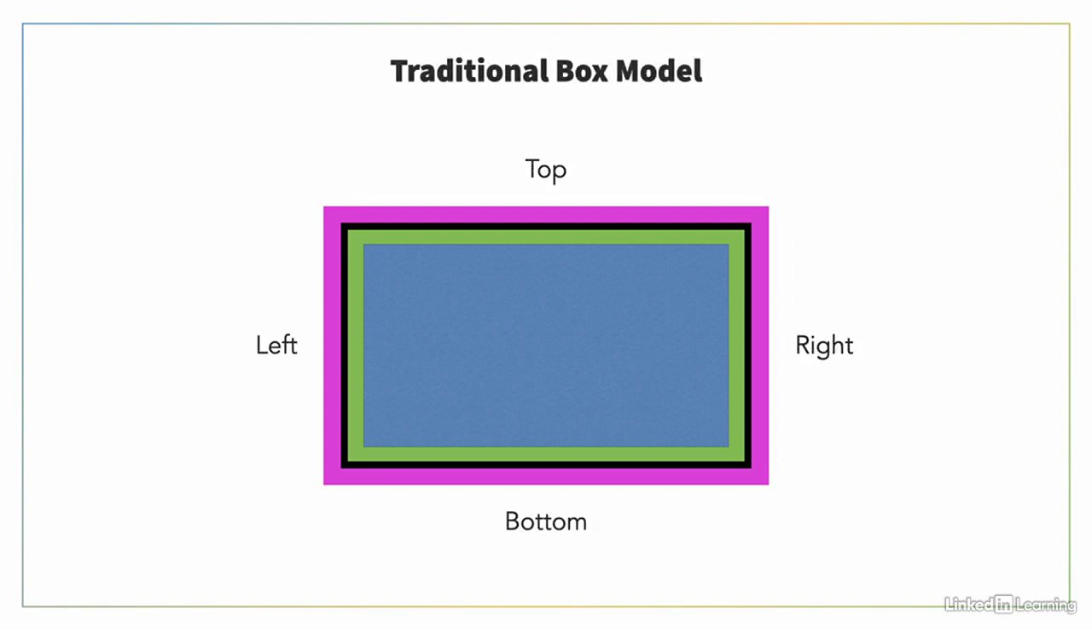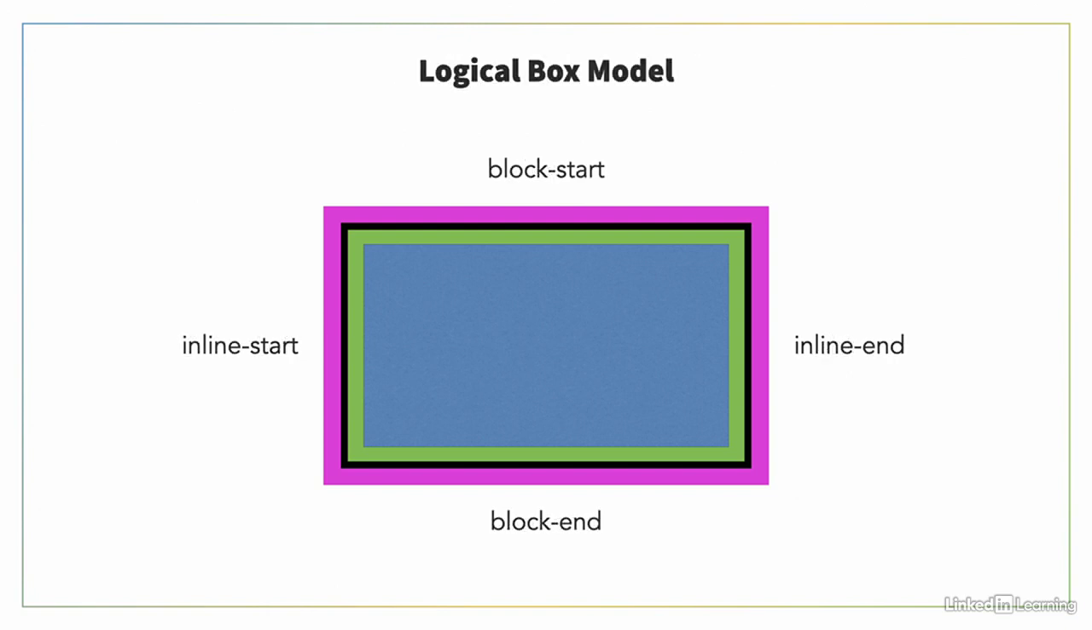In place of top, right, bottom, and left, we can use those same references. So for top, it's the start of the block direction, so that would be block start. For right, it's the end of the inline direction, so that would be inline end. For bottom, it would be the end of the block direction, so that is block end. And for left, it would be the start of the inline direction, so inline start. That gives us the complete logical box model. We have inline direction and block direction, and we can target each of these items separately using block start, inline end, block end, and inline start.